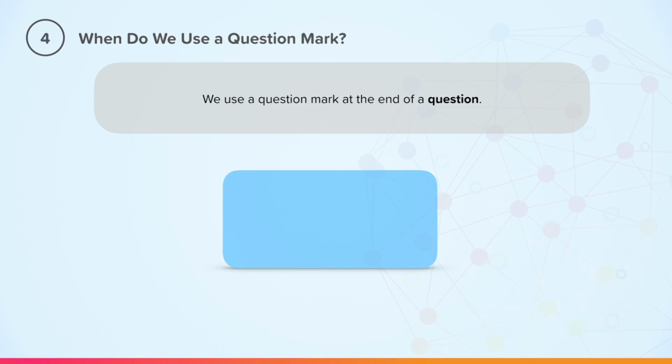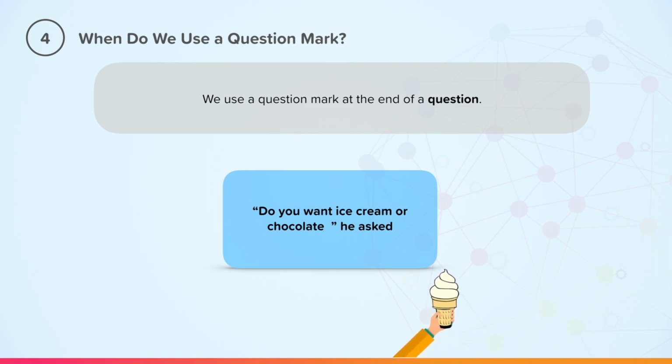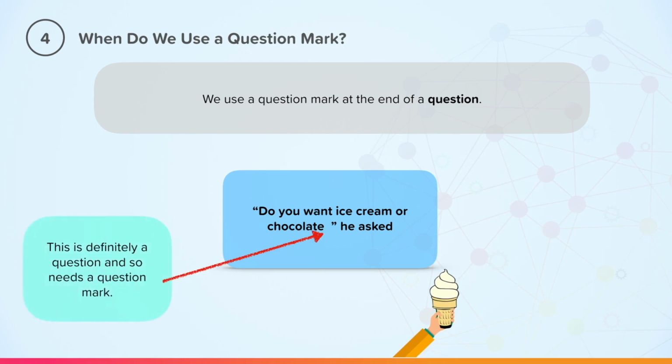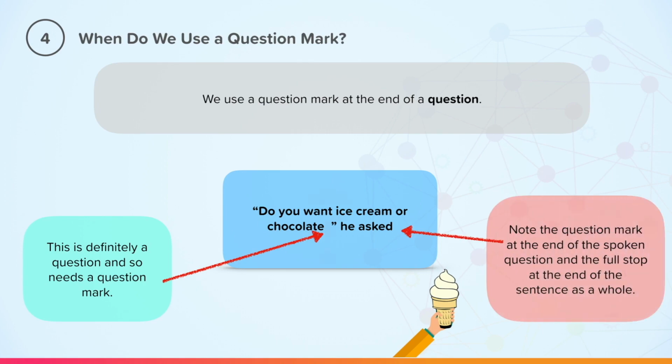A question mark always goes at the end of a question posed, which is not necessarily the end of the sentence. If we take this example, do you want ice cream or chocolate? He asked. This is definitely a question and needs a question mark, but where should that question mark go? As this is direct speech, the end of the sentence as a whole is after asked, but the end of the question being asked is chocolate, so we need to put the question mark here. You will need to make sure that you put a full stop at the end of the sentence.